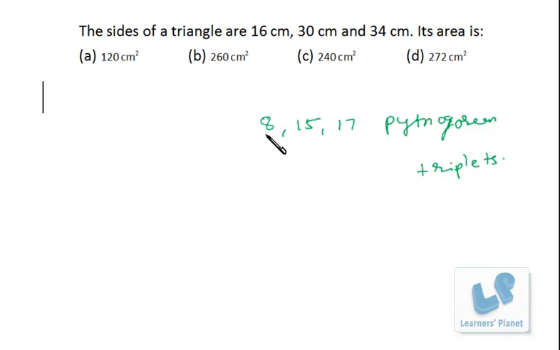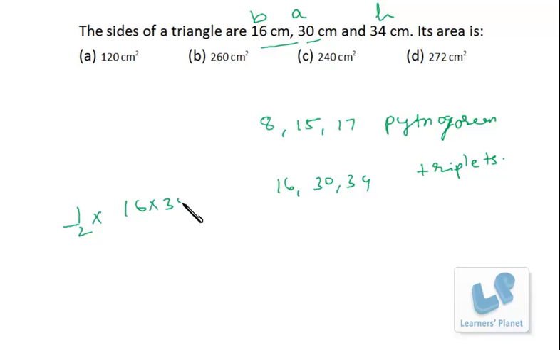Now any multiple of a Pythagorean triplet is also a Pythagorean triplet, that is 16, 30 and 34. These three are also a Pythagorean triplet. Now if these are a Pythagorean triplet, definitely they are the lengths of a right angle triangle. So what is the formula for the area of a right angle triangle? That is half base into altitude. So this is base, this is altitude and this is hypotenuse. We will be requiring these two data only. So half into 16 into 30.